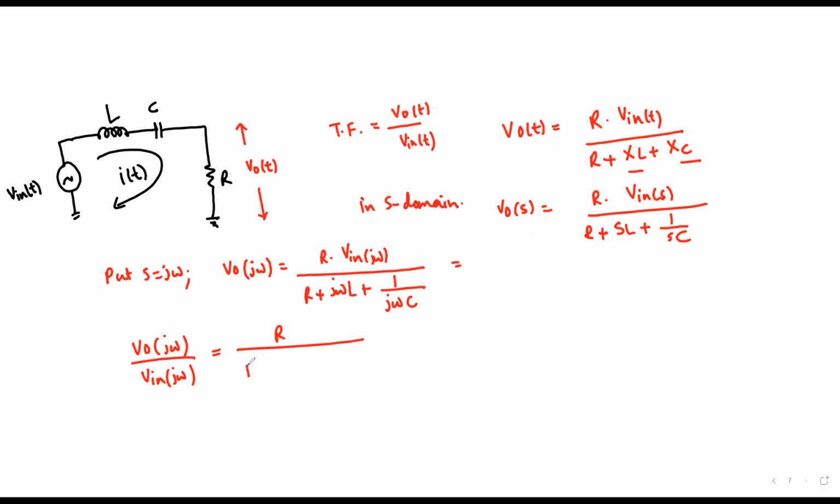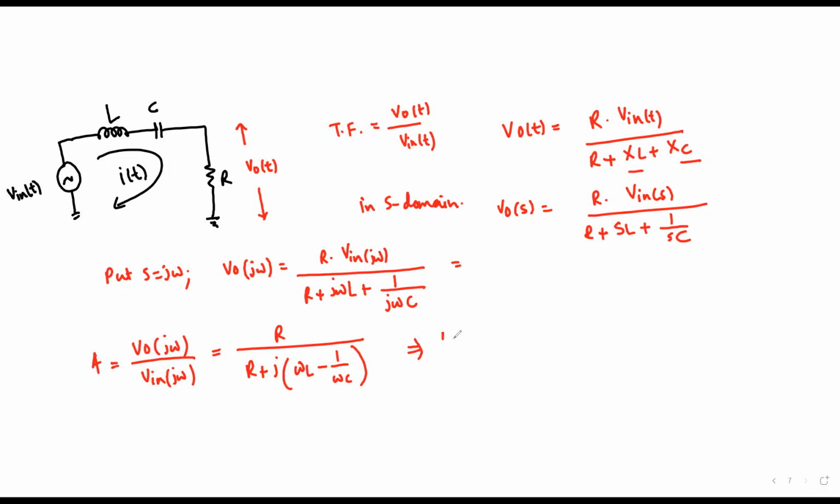So j omega L minus 1 over omega C. This is how we can see that final expression looks like. So let's call it the function A. The magnitude of A is nothing but the magnitude of these two right here, okay? So that's the magnitude of the voltage.